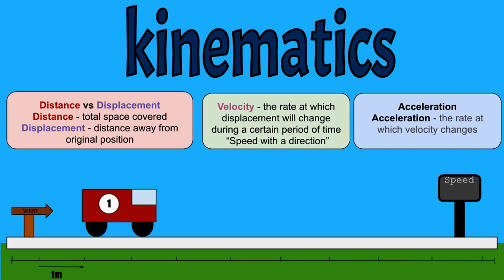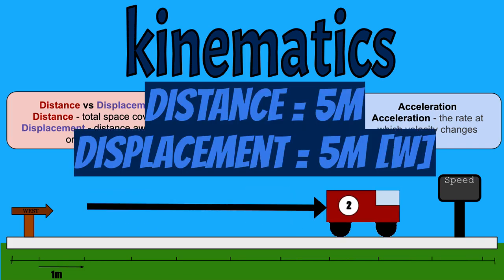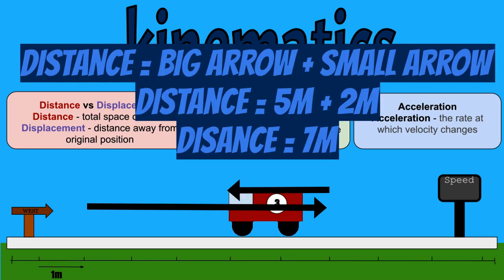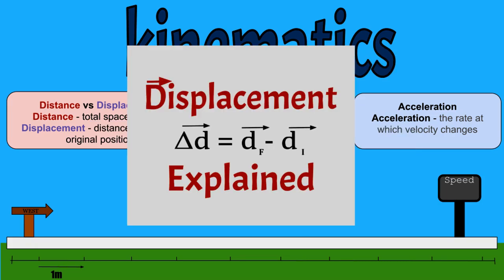For example, if you drive your car 5 meters west, then your distance would be 5 meters, and your displacement would also be 5 meters, but it would be 5 meters west. If you then turn around and drove back 2 meters east, then your total distance would be 7 meters because you traveled 5 meters and then another 2 meters, so they add up to 7. Your displacement would only be 3 meters west because you are 3 meters west away from your start position. To learn more about displacement, watch my video called Displacement Explained Simply.